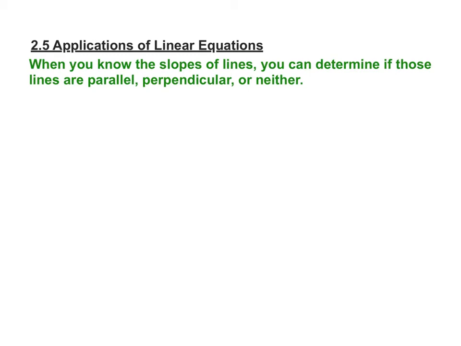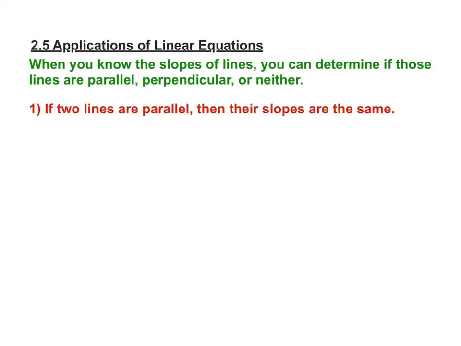When you know the slopes of lines, you can determine if those lines are parallel, perpendicular, or neither, which means they intersect, right? Parallel means they never intersect. Perpendicular means that they intersect in such a way that they form right angles. And neither means they just intersect in some way, okay? And if you know the slopes, then we can make those determinations. So first off, if two lines are parallel, they have the same slope. Same exact slope if two lines are parallel.